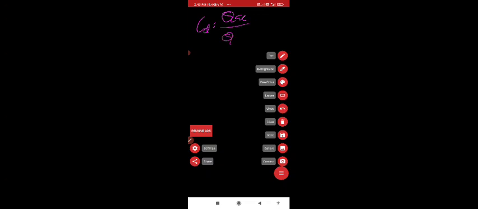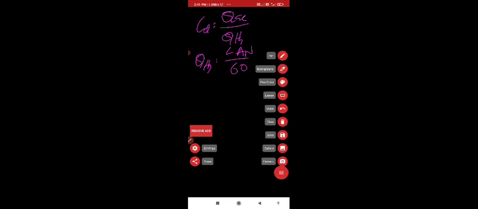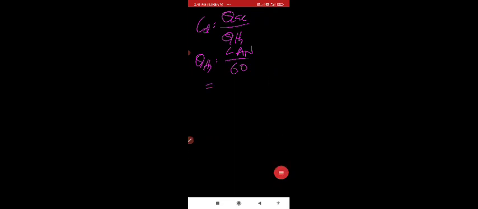Actual discharge by theoretical discharge. But we don't know the theoretical discharge here. He has given the actual discharge, and first we have to calculate the theoretical discharge. So theoretical discharge, Q theoretical is equal to LAN by 60. Substitute all the values in this equation, you will get the theoretical discharge.